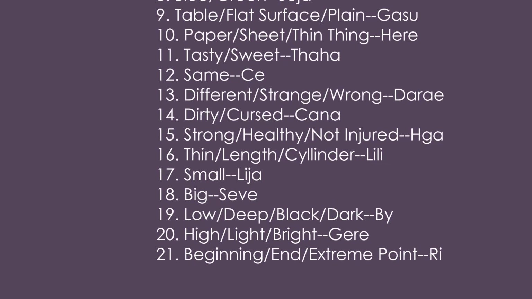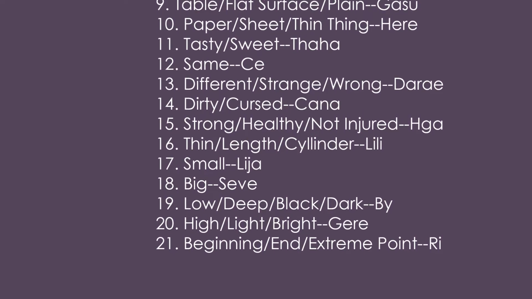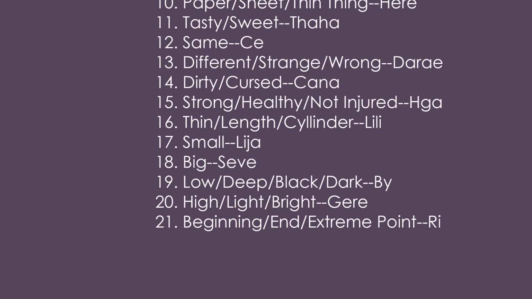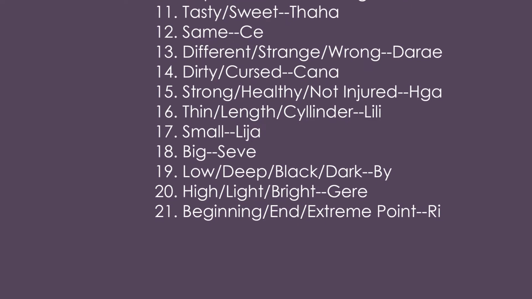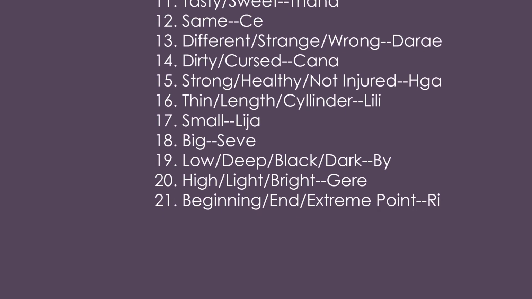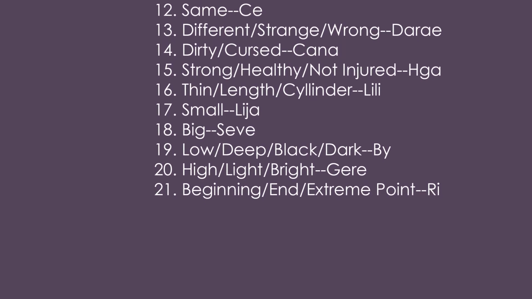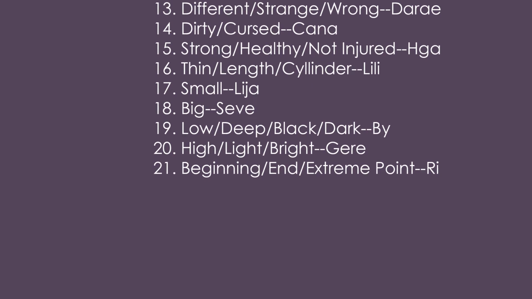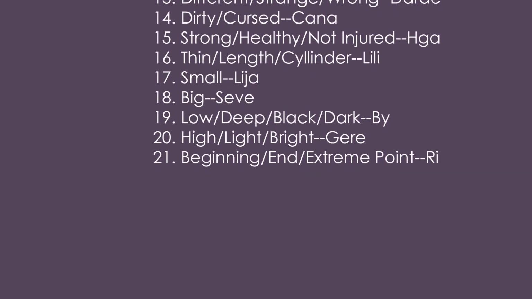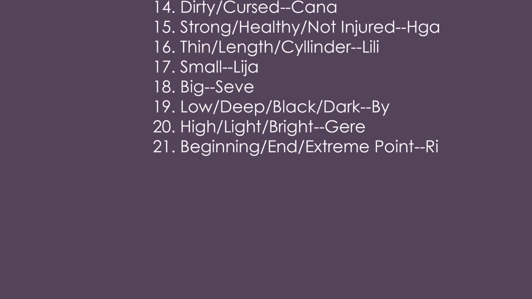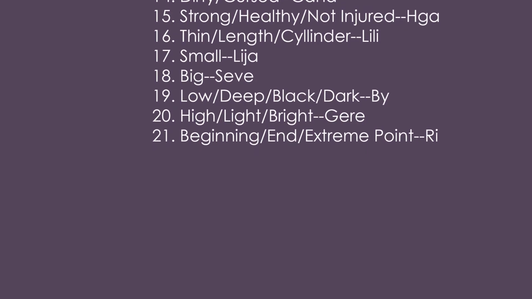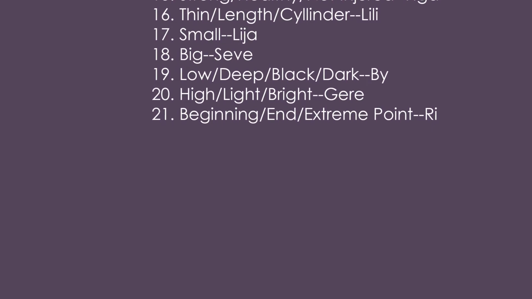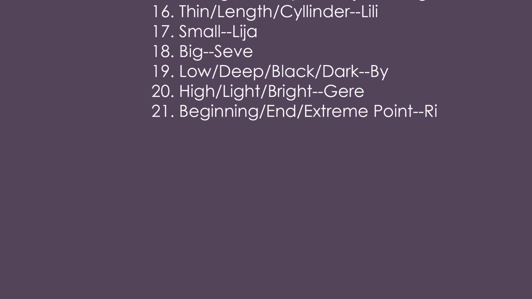Kana. Strong, healthy, not injured. Ga. Thin, length, cylindrical, cylinder. Lili. Small, Lia. Big, Seve. Low, deep, black, dark, bai, high, bright, light, gere, beginning, end, or any extreme point. Ri.